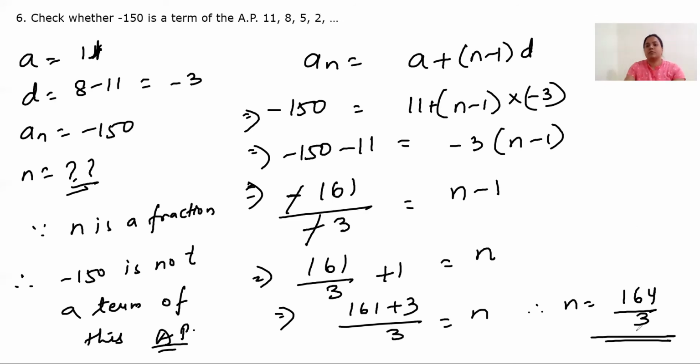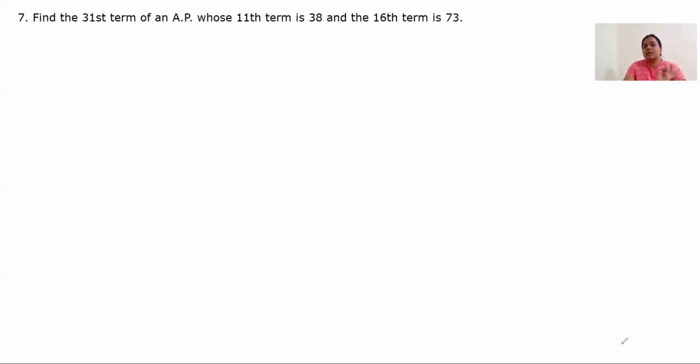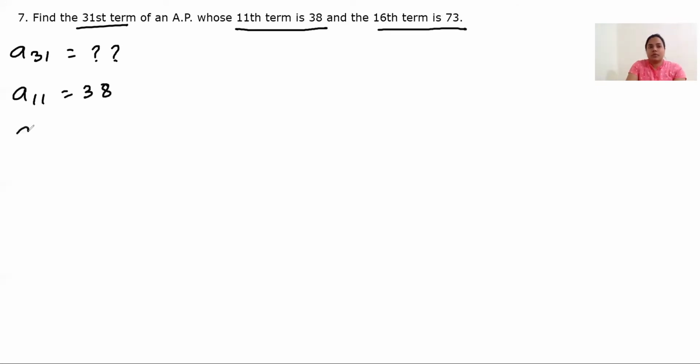Fine. Let's move to the next question. Find the 31st term of an AP whose 11th term is 38 and the 16th term is 73. So we got this question. In this question, we have to find the 31st term. It means we have to find A31. 11th term is 38, so A11 is 38. 16th term is 73, so A16 is 73.